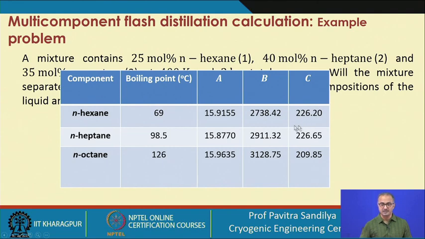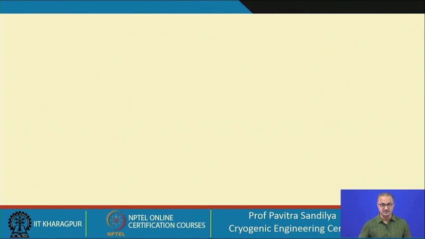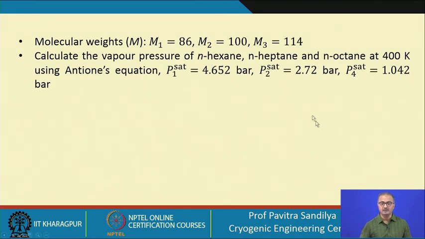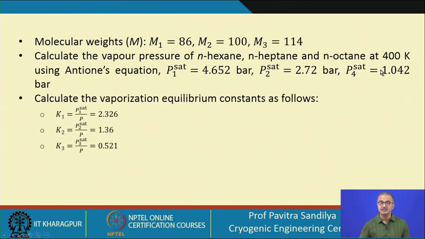And once we say that, then again we will be using the Antoine equation, and we just list out the values of the A, B, C for the Antoine coefficients. Now, going to the solution, we find again the molecular weight, and because we are being given the temperature, we can directly find out the vapor pressures of each of the components, and these vapor pressure values will be taken to find out the K values of each of the components.